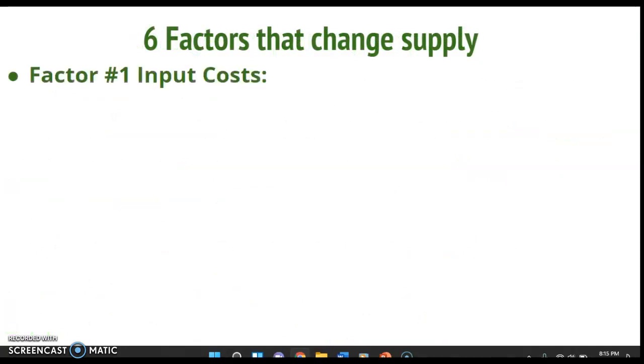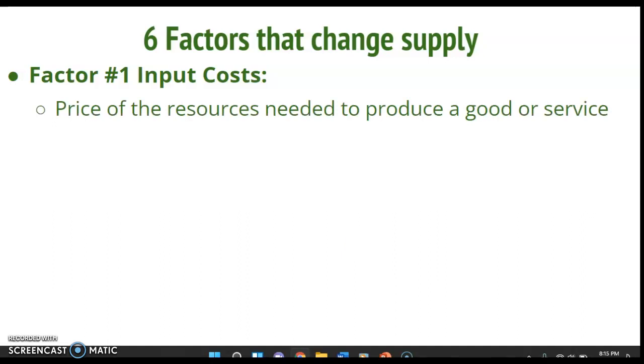All right, guys, factor number 1 is obviously going to be how much it's going to cost to make that good. And those are called input costs. It is the price of resources needed to produce a good or service. Okay, so if you are producing ice cream and the price of milk goes up, that's obviously going to affect your supply, because now you are going to have to increase the price or supply less to make a profit still.